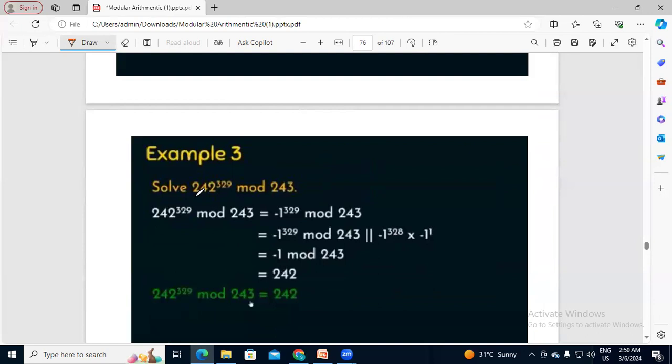Moving on, 249 to the power 329. So how, okay, same, right?